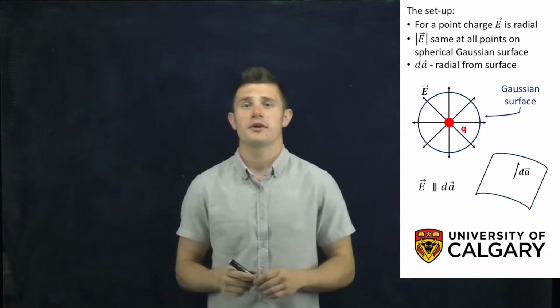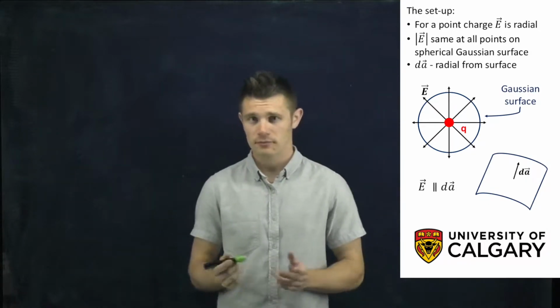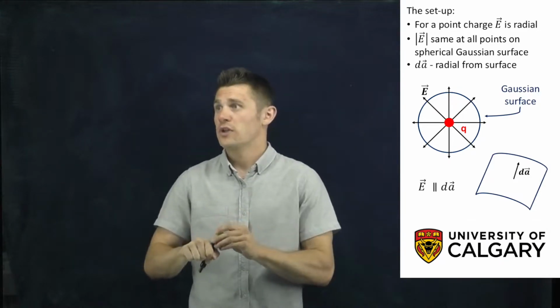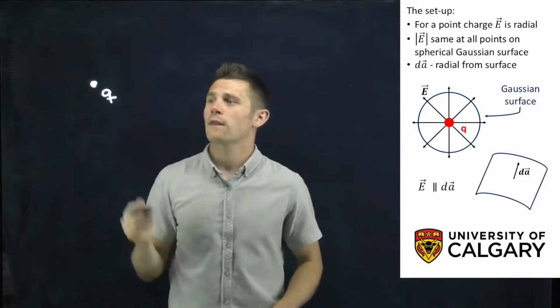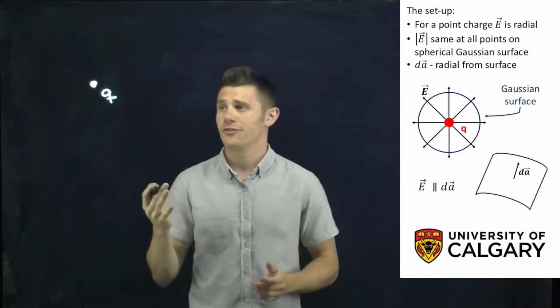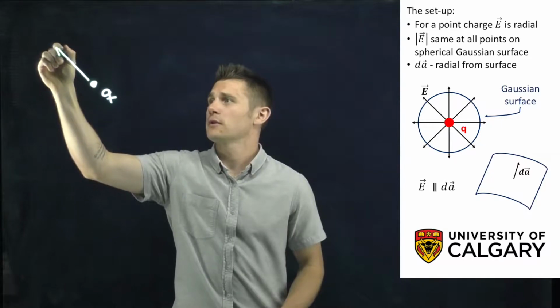Today we are going to be working through an example of calculating the electric field of a point charge. Let's set up the problem. We have a point charge, let's call it Q, and we know that the electric field of a point charge moves out radially in all directions from the charge, like so.